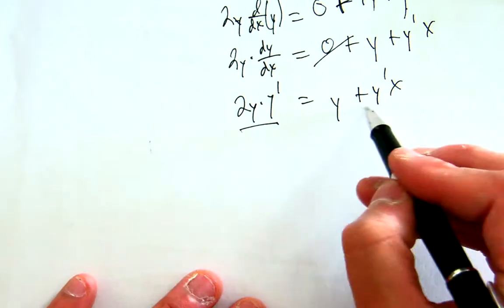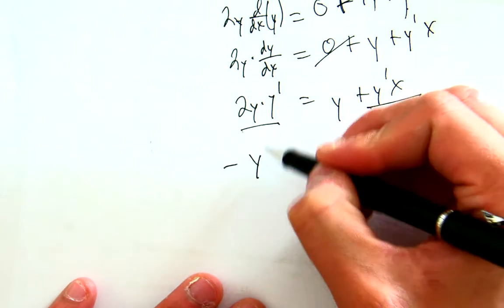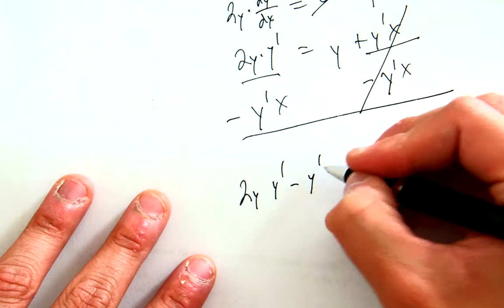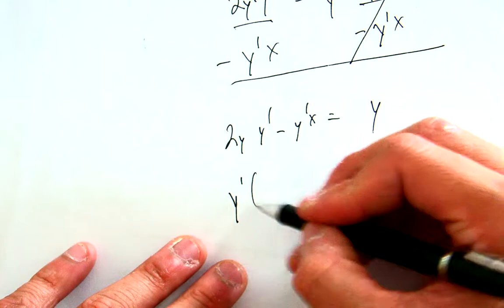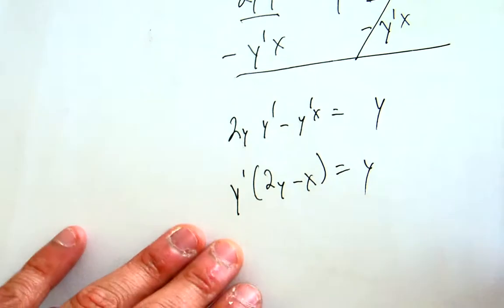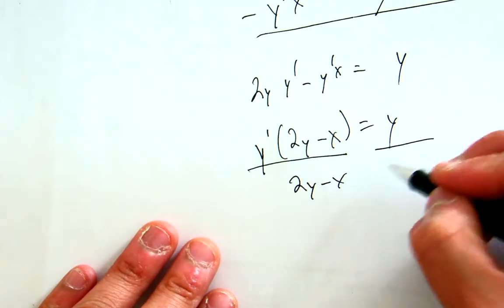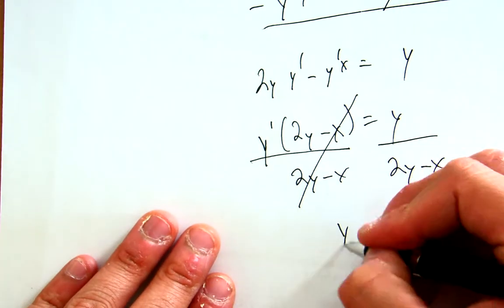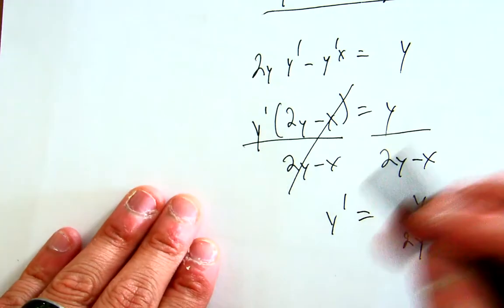Let's isolate our y primes. I'm going to move this one to the other side. And these cancel, so I end up with 2y y prime minus y prime x equals y. And now, factor out y prime, and we get y prime times (2y minus x) equals y. And you can see we're almost done. Now we divide by what is next to y prime, and we get y prime equals y over 2y minus x, which is what we wanted. The nice thing is I gave you the answer here. So we got part A, that's done.